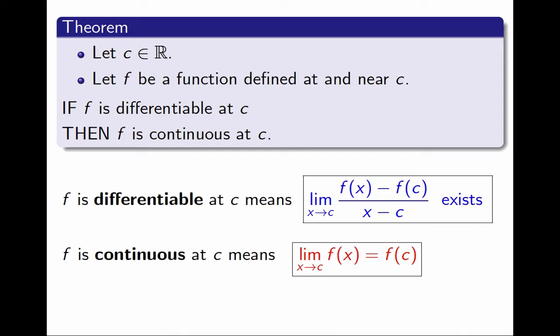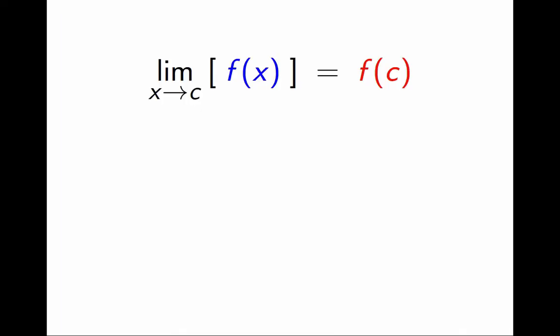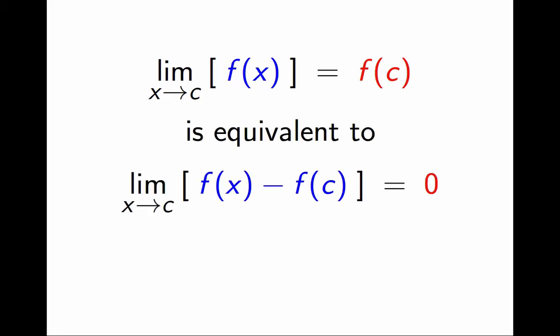Before doing anything else, it helps to rewrite a bit the definition of continuity. Saying that the limit of f(x) is f(c) is equivalent to saying that the limit of f(x) - f(c) is 0. This is because, for the purpose of the limit, the variable is x. f(c) does not depend on x. It just behaves like a constant for the purpose of the limit. We can justify this more carefully if needed.